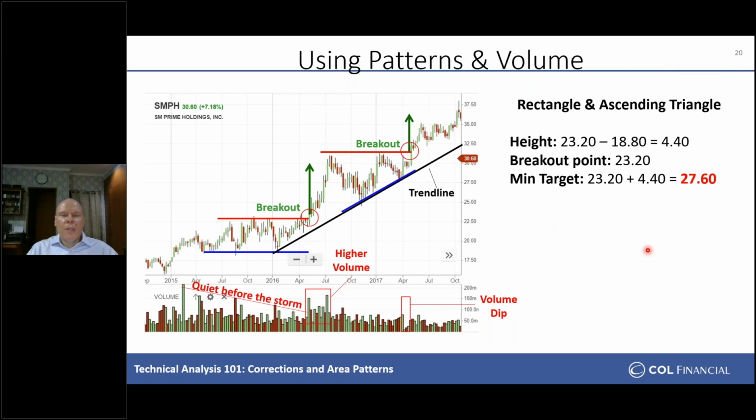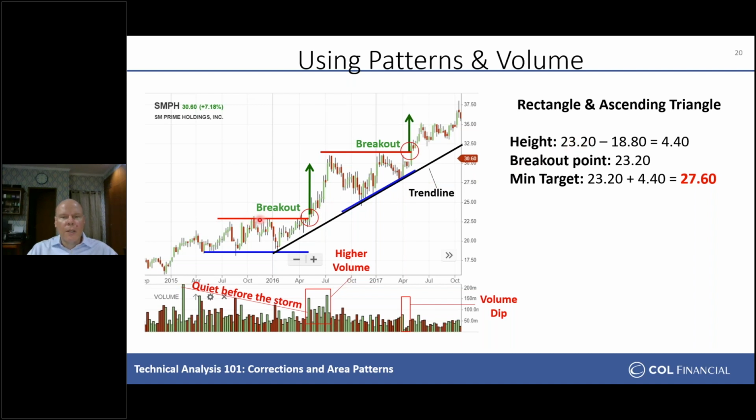All right, now let's do a little math along with this, because we want to put a little bit more science in terms of projecting what my target will be in a breakout. So let's look at our first rectangular pattern over here. Now let's look at the size, the vertical distance from the top to the bottom of this range. The height of this pattern was at a price of 23 pesos and 20 cents.